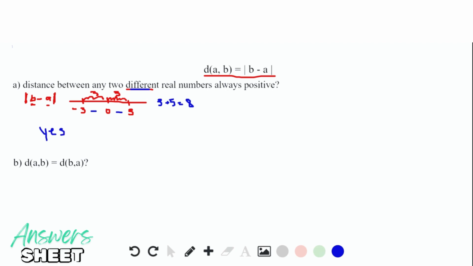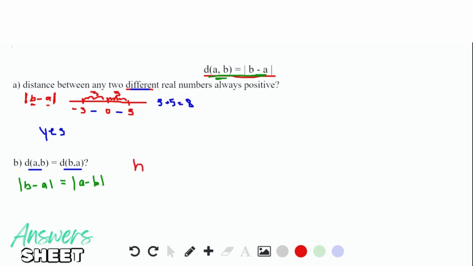And part B asks whether the distance between A and B is the same as the distance between B and A, which I have written out in this way because we can plug it into our formula up here a little bit easier. So our first one can be written as the absolute value of b minus a, which is exactly what was written up here in the formula. And our second distance can be written as the absolute value of a minus b, which is simply the reverse of what was written in the formula because the order of our two numbers is reversed. So we can test this by plugging in a couple of numbers.